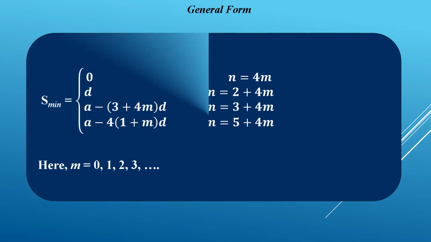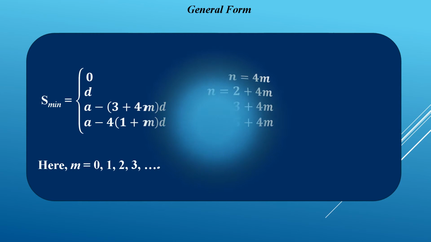Now the general form. We can represent the general form in this structure. The minimum sum equals 0 if n is equal to 4m, a multiple of 4; equals d if n is equal to 2 plus 4m; equals a minus 3 plus 4m times d if n is equal to 3 plus 4m, and so on. The last two are for the odd case. Here m is equal to 0, 1, 2, 3.